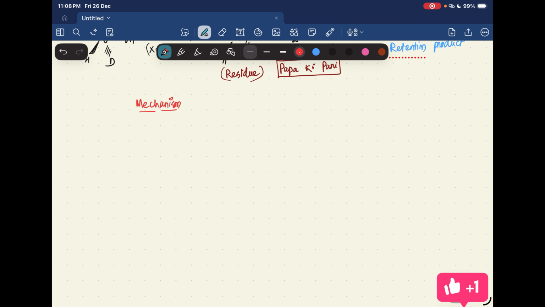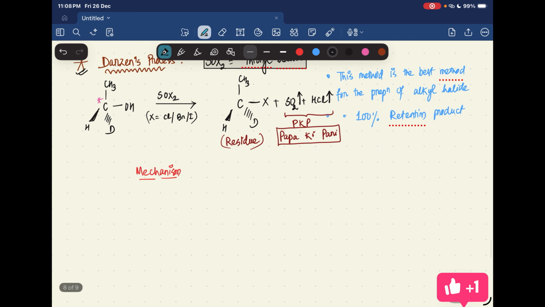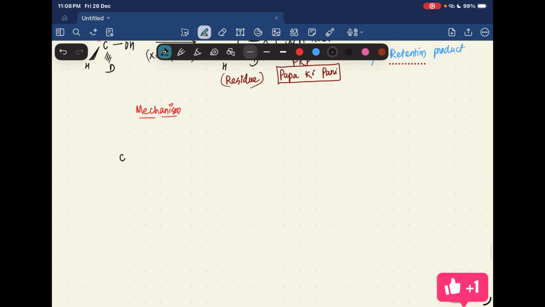When we take this particular compound again, I am taking CH3, which is the methyl group, here hydrogen, here deuterium, here OH. Now this is a chiral center, and along with that let us take SOCl2. If we draw the structure also, we will have some important idea about it. SOCl2, which is thionyl chloride.